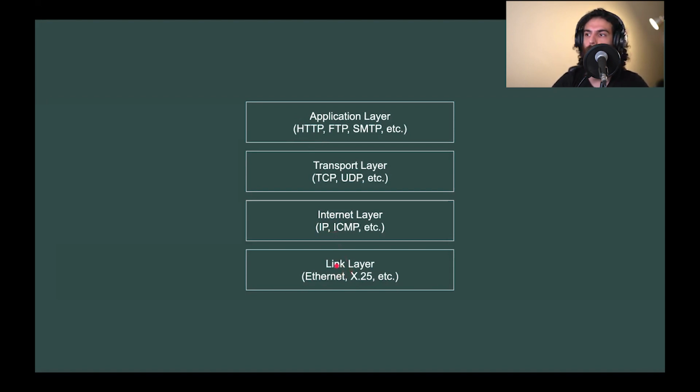Finally, we have the link layer. The link layer is responsible for translating all of this information into ultimately binary data, which translates into ones and zeros in the hardware, like electric signals.